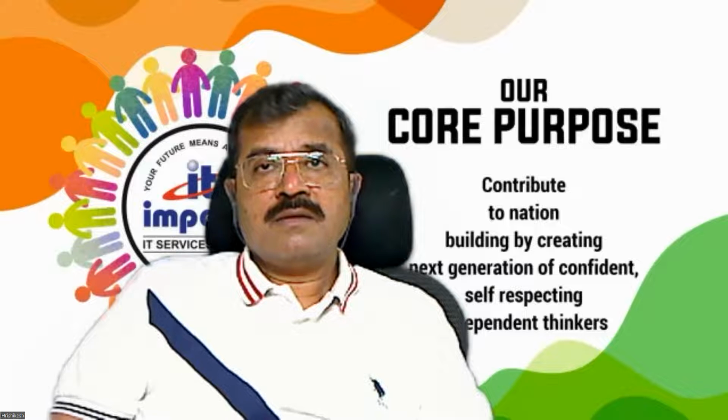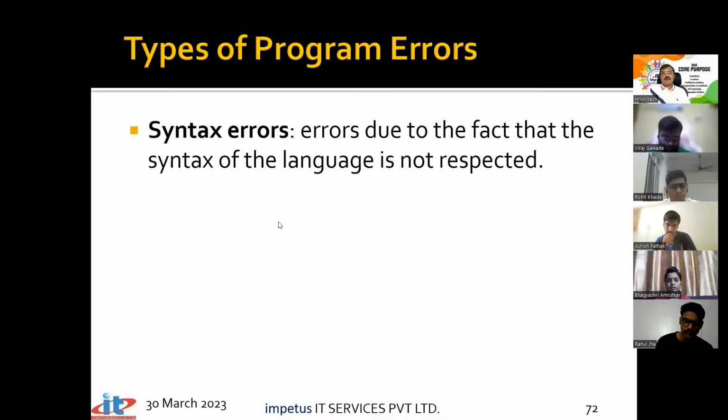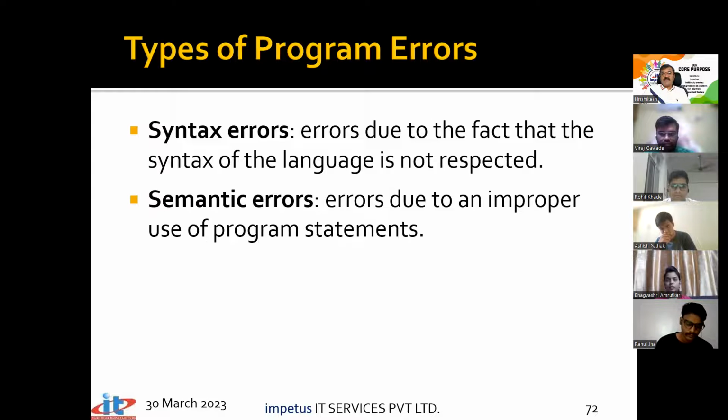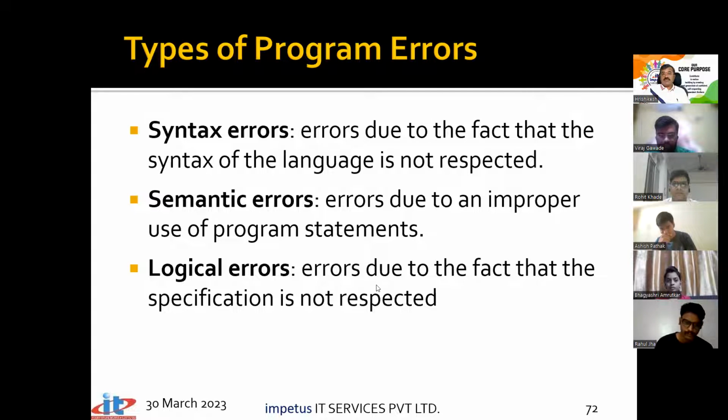Yes. Just to go to the point, testing में क्या? Syntax errors: errors due to the fact that the syntax of the language is not respected. That means you do not follow the rules of the language. Compiler can identify them. Semantic errors: due to improper use of program statements. Logical errors: due to the fact that the specification is not respected. Addition करना था, multiply कर दिया. Less than equal to तक जाना था और आपने less than तक, so the specification has not been met.